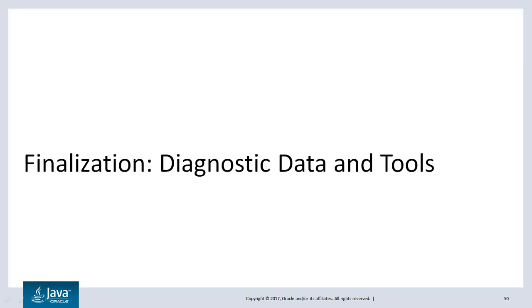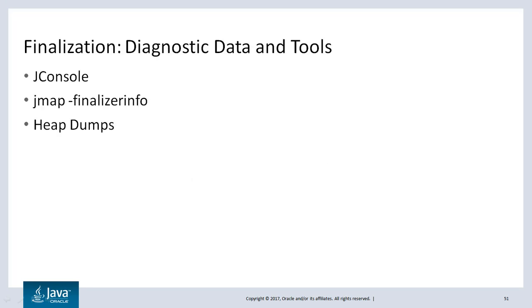Let's talk a bit about the useful diagnostic data and the tools that can help us with this problem. Information about the objects pending finalization can be obtained using tools like JConsole and jmap. We can extract this information from heap dumps as well.